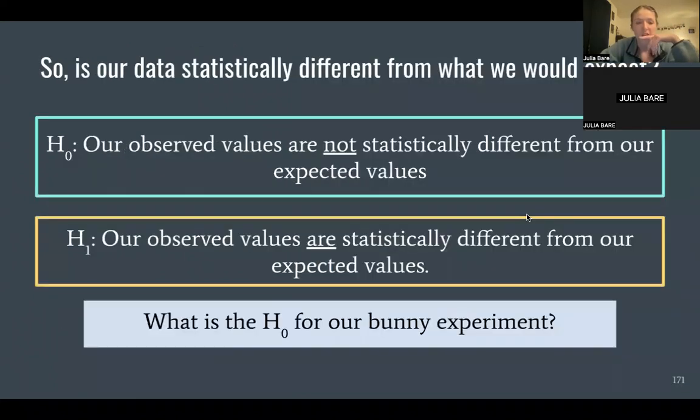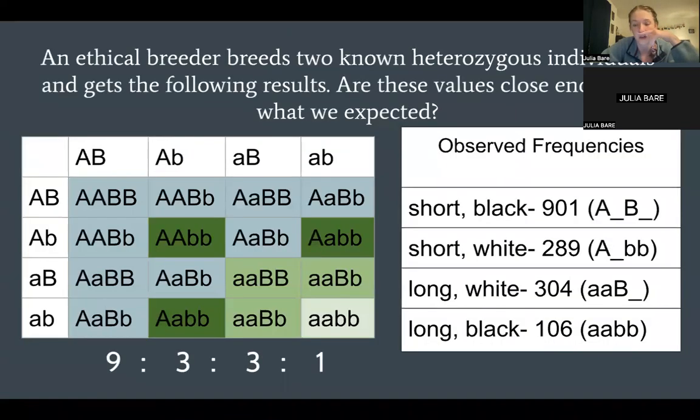Okay? So this is our H0, our null hypothesis. Our observed values are not statistically different from our expected values. Our H1, in other words, our alternative hypothesis, is that our observed values are statistically different from our expected values. So what does this mean for our bunny experiment?